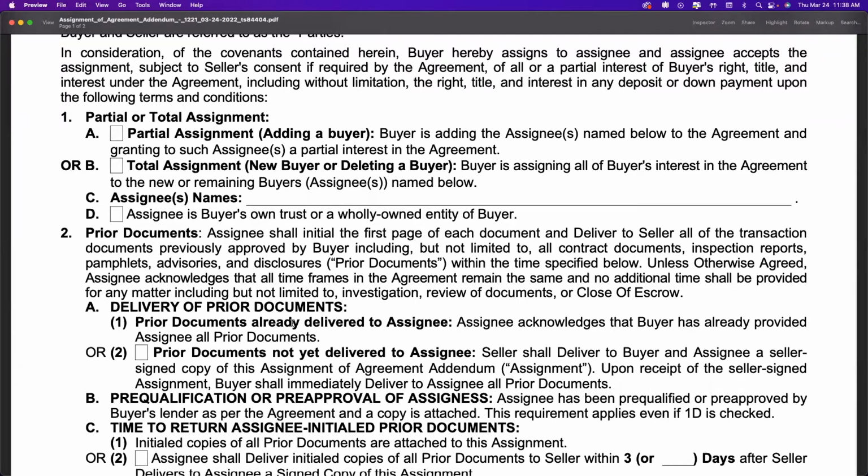Why would I need to disclose that to the seller? Why do you guys think? Anybody have an idea? That money should belong to him. I'm sorry, what was that? That money should kind of belong to him, right? Well, I mean, in a way, yeah.